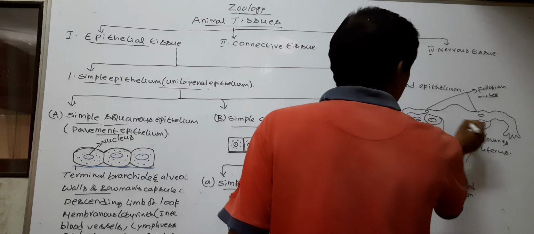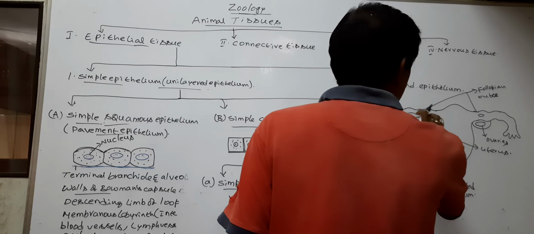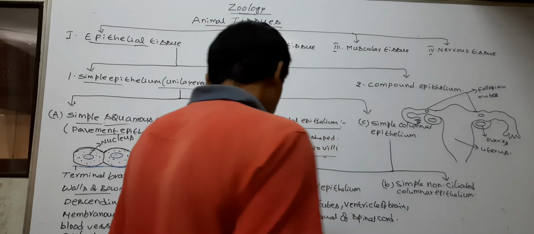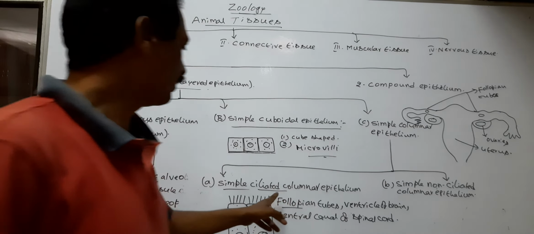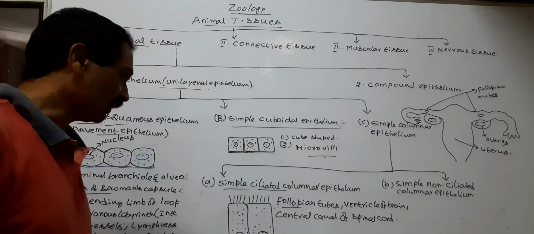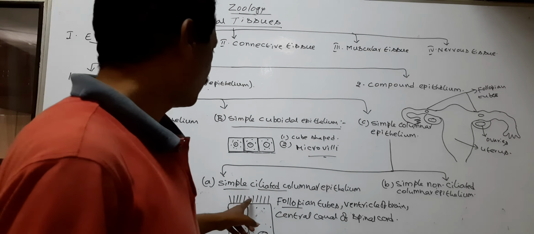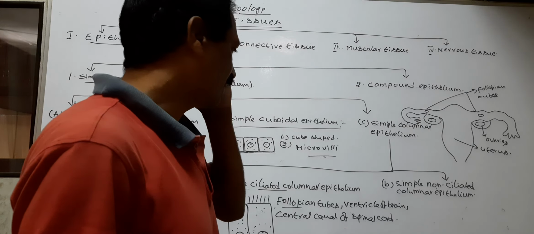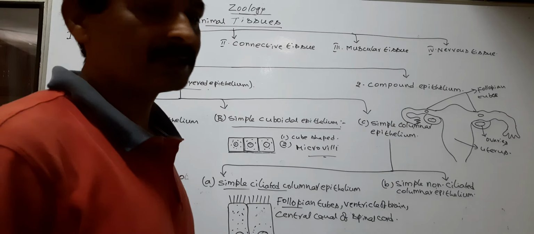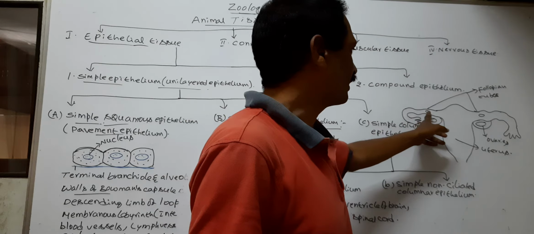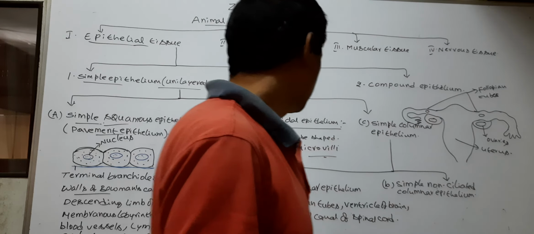These are two ovaries, this is the uterus, these are two fallopian tubes. The fallopian tubes possess simple ciliated columnar epithelium. The cilia of the columnar epithelium help in the movement of substances, eggs, etc.